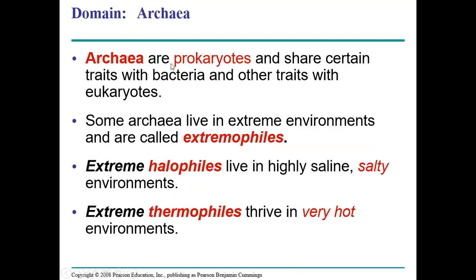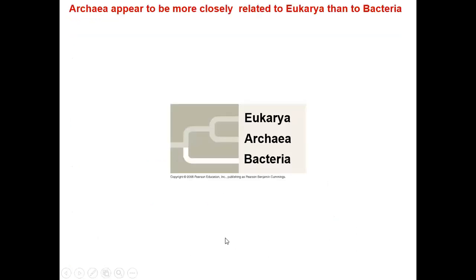Look here, archaea are prokaryotes and share certain traits with the bacteria and other traits with the eukaryotes. At the beginning of the chapter, we said that prokaryotes contain both archaea and bacteria. Some archaea live in extreme environments and are called extremophiles. Extreme halophiles live in salty conditions. Extreme thermophiles live in hot environments.